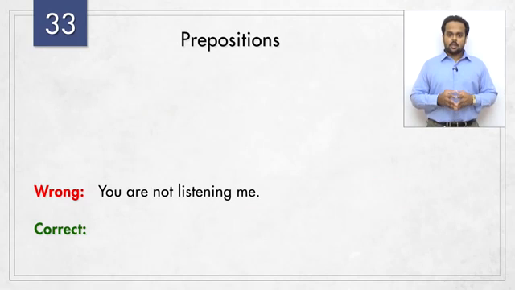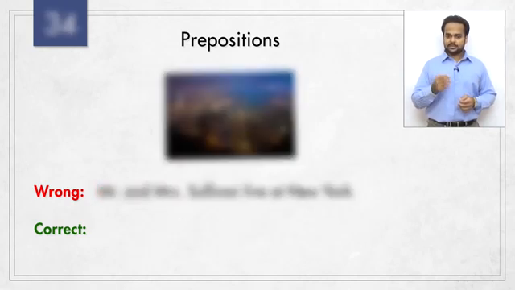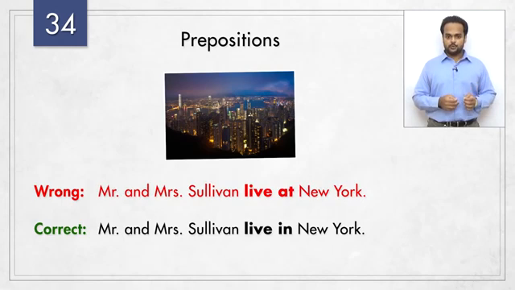Next sentence, you are not listening me. What's the mistake here? Well, we need to say, you are not listening to me. After the verb listen, remember to put to. Next one, Mr. and Mrs. Sullivan live at New York. This is wrong because it needs to be live in New York.